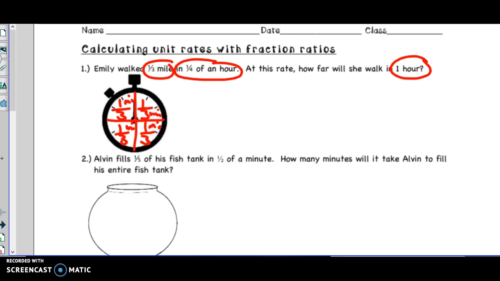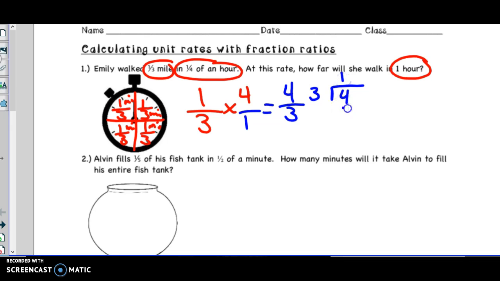Then I need to figure out how far she walks in an entire hour. So in each of the quarters, I wrote 1/3. So what we can do is multiply 1/3 times 4. I'm writing 1/3 times 4 because I wrote 1/3 4 times. So when I multiply, that gives me 4/3. Or when I change it to a mixed number, 3 can go into 4 one time. I have a remainder of 1, so that's 1 and 1/3 miles.